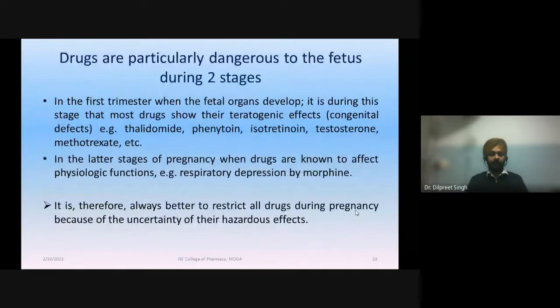Drugs are particularly dangerous to the fetus during two stages. In the first trimester, when the fetal organs develop, most drugs show their teratogenic effects like congenital defects, for example thalidomide, phenytoin, isotretinoin, testosterone, and methotrexate. In the later stages of pregnancy, drugs are known to affect physiological function, for example respiratory depression by morphine. It is therefore always better to restrict these drugs during pregnancy because of the uncertainty of their hazardous effects during fetal development.